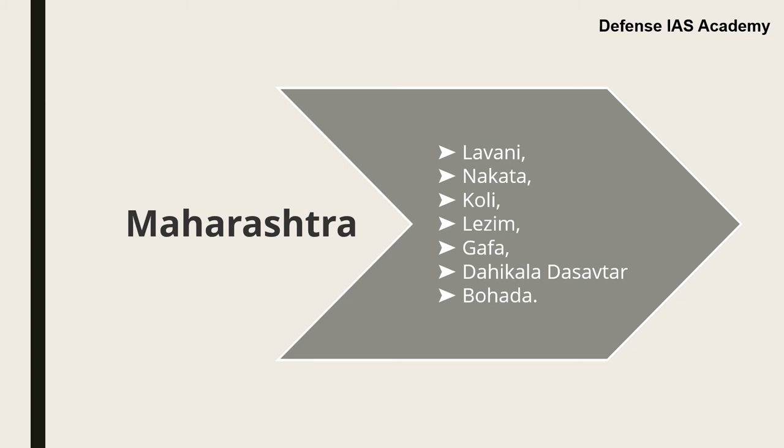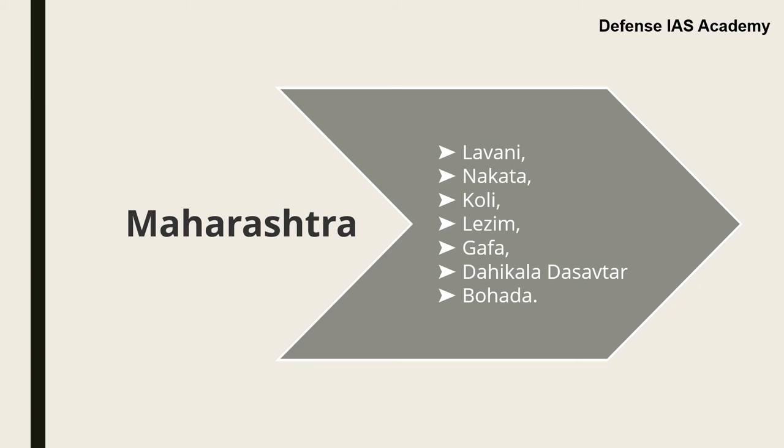The performance is usually done in rows or in pairs, and the song used in this dance form is not a particular song. There are a lot of songs that are used in this dance form, and the theme of what they try to depict through this dance is the hardships and the struggles they face in their livelihood. Okay, so they depict the sufferings or the hardship that they face in their living through the Koli folk dance.